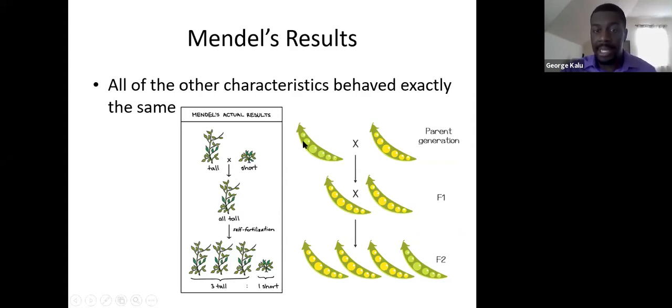Okay. Same thing with the pea seed colors. Here we see yellow seeds and we see green seeds. In the F1 generation, they all end up being yellow. Okay. And then in the F2 generation, we ended up seeing the same 3-to-1 ratio, 3 yellow seeds to 1 green seed. So all these characteristics, they work exactly the same, regardless of the trait he was looking at.